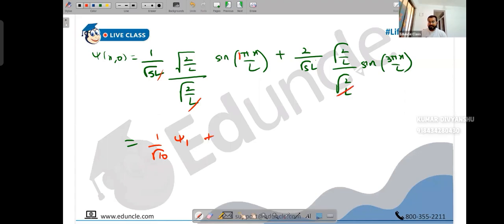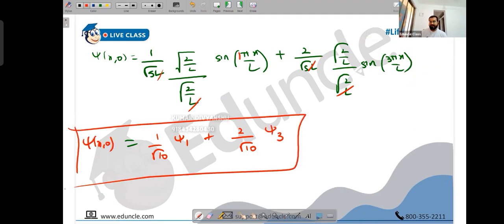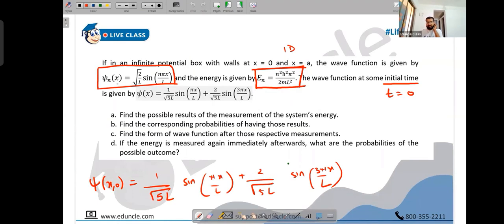Similarly, root L gets cancelled. You have 2 upon root 5 into root 2. That's root 10. Again, root of 2 by L sine 3 pi x by L. This is, people, psi 3. So initially it was a linear combination of just psi 1 and psi 3. I hope you have understood the initial wave function first. Take your time understanding this much.